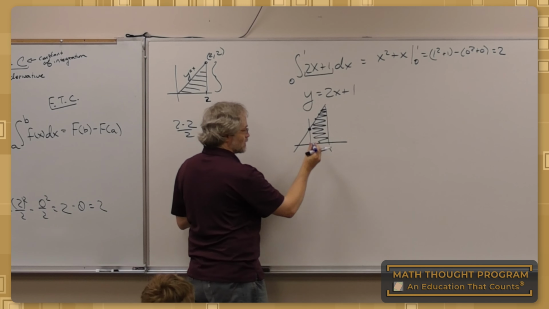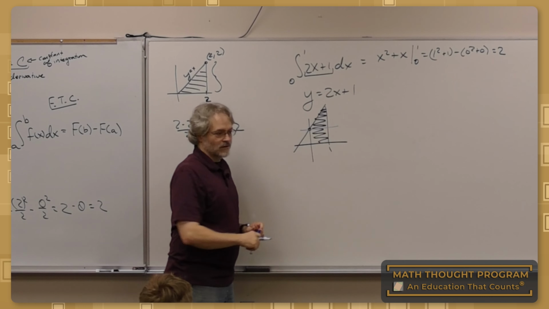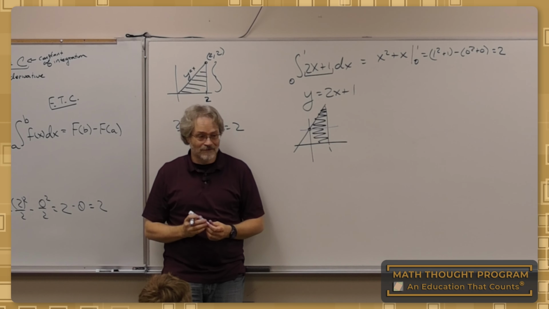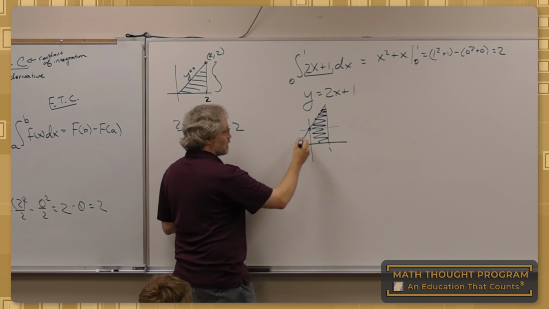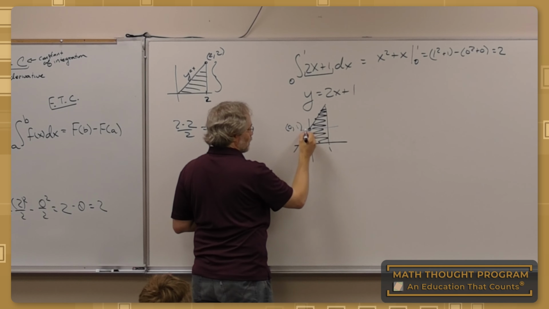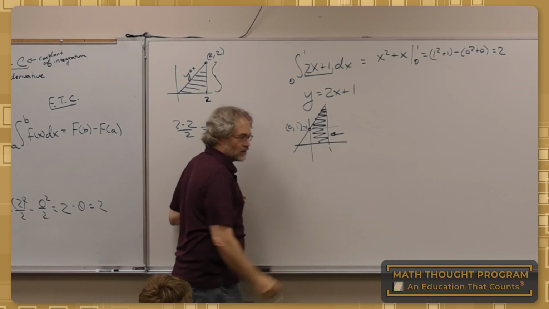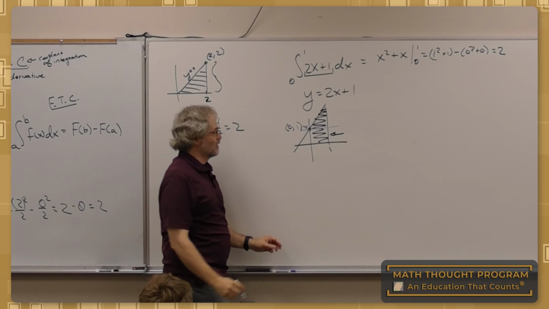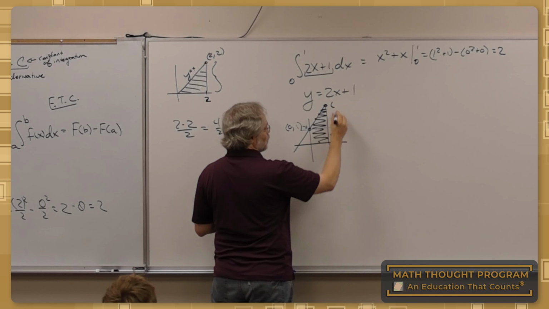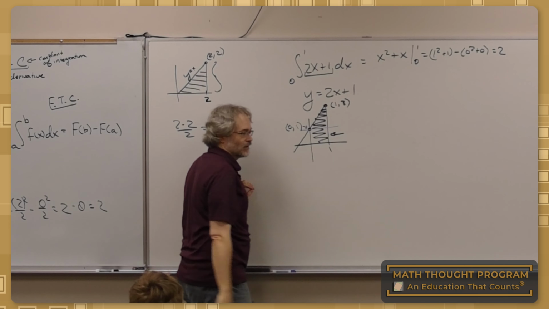A trapezoid is really nothing more than a triangle on top of a rectangle, or maybe some kind of square, I guess. Well, right here, we're going to look at the point 0, plug it in, 1. We got the unit square, unit box. And up top, we're going to be looking at, plug in 1, we get a value of 3.